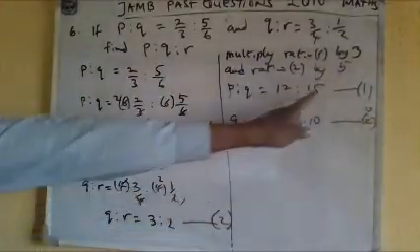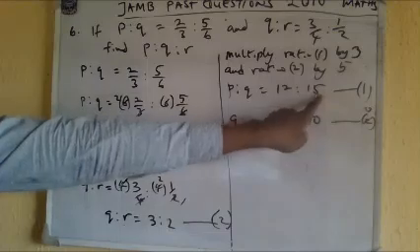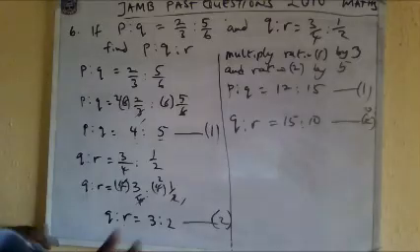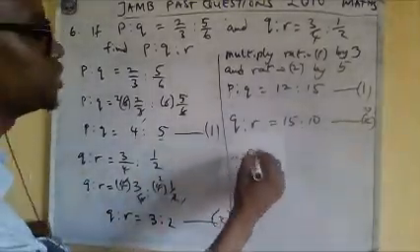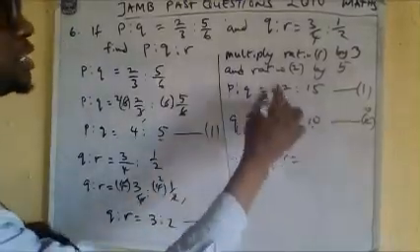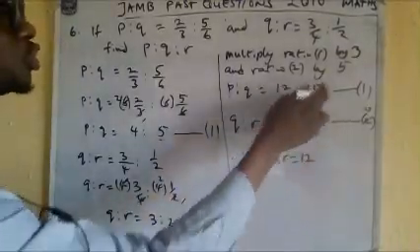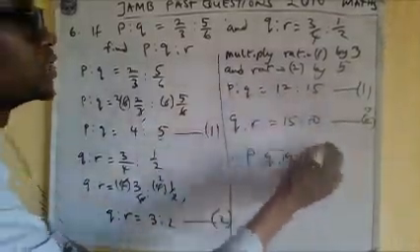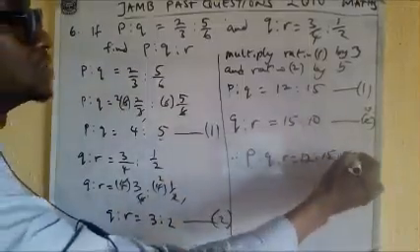Now let's look at ratio 1 and ratio 2. See that my Q is 15 in both, so it is equal. I can marry them. So P to Q to R is 12 to 15 to 10. So this is the answer.